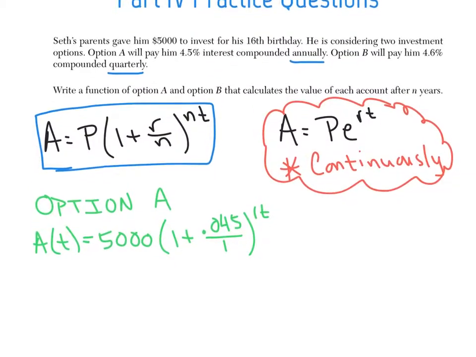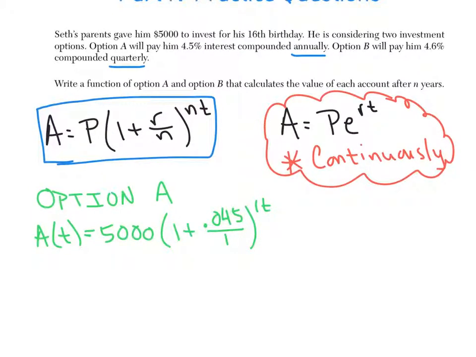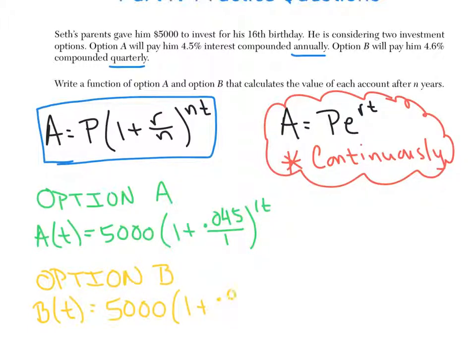All right, now for option B, I'm going to use the same formula, but just tweak a couple of little things. And this time I'll use B of t so I can keep the two functions apart. We've got that 5,000. This time it's 1 plus 0.046. And because we're compounded quarterly, that's 4 times a year, so we're going to divide by 4, and here we're going to raise it to the 4 times t power. So there's my two functions, and that's all I've got to do for part A.